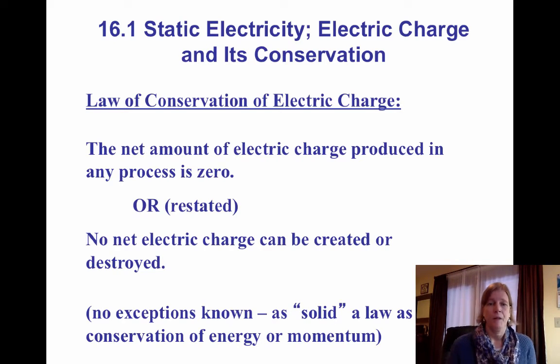Okay. So we have other conservation laws. We've had conservation of energy. We have conservation of linear momentum, conservation of angular momentum. This is our fourth conservation law, our conservation of electric charge.